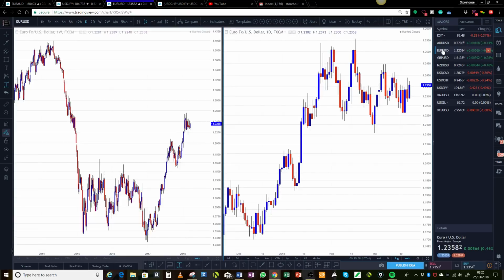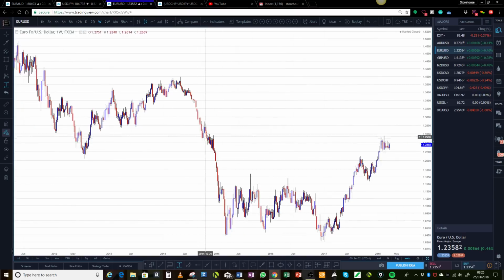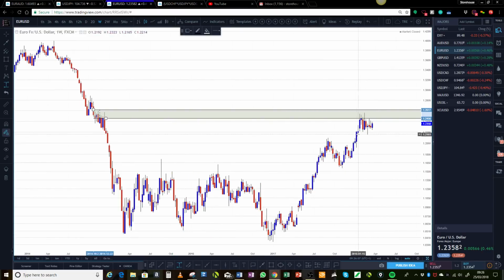Looking at the euro US dollar itself, which would be the opposite of the dollar, we are still sitting in this area of supply up in here. We have taken out a little bit of demand in here, but we haven't gone anywhere since we've done that.